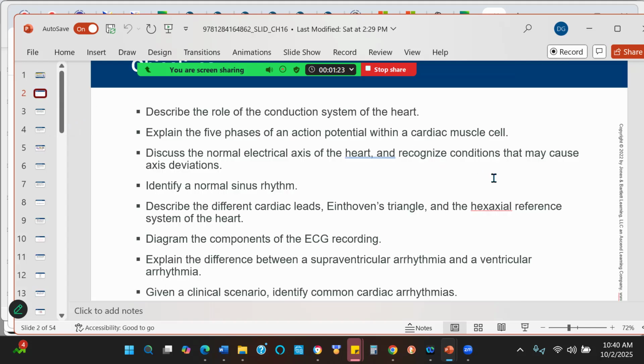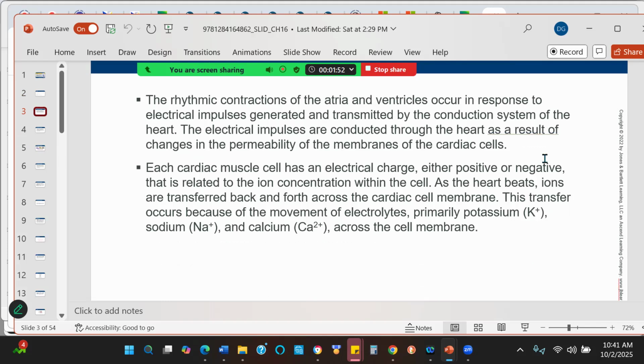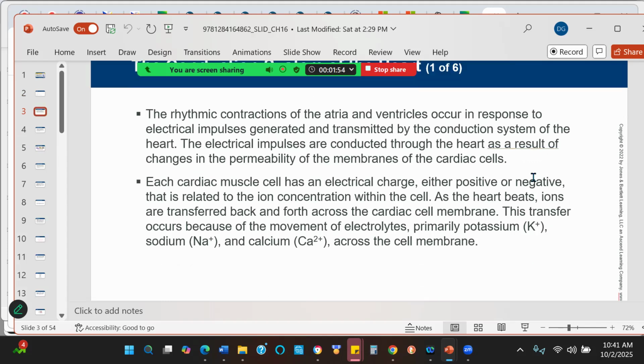So let's take a look at the heart. Conduction system, the action potential, the normal axis of the heart, and things that can cause axis deviations, normal sinus rhythm, the cardiac leads, the EKG recording, supraventricular versus ventricular arrhythmias. That's an important difference. You'll see what we mean here pretty quick. And then identify common cardiac arrhythmias. There are probably about a dozen arrhythmias that you really need to know as you take your board exams.